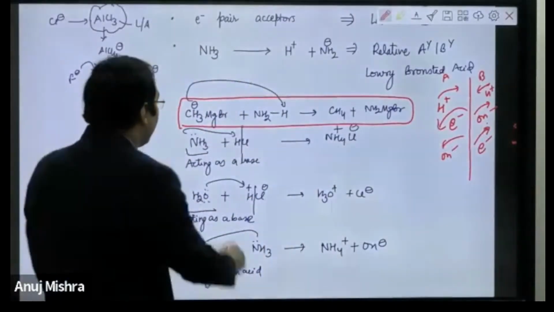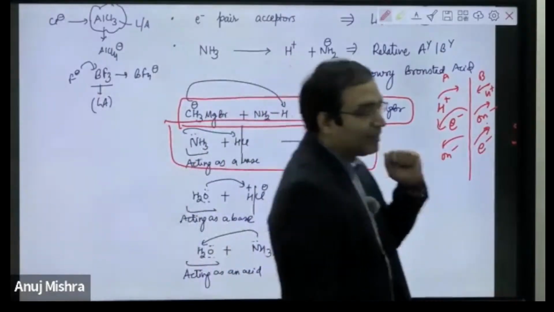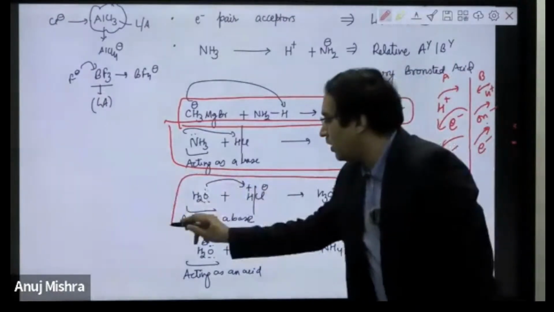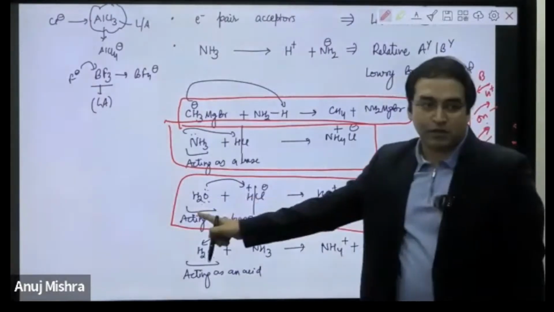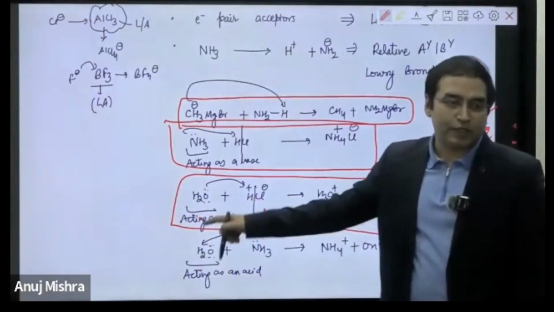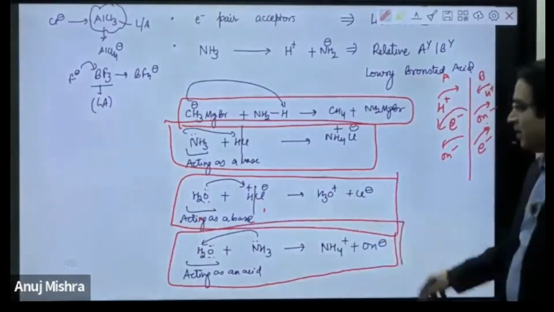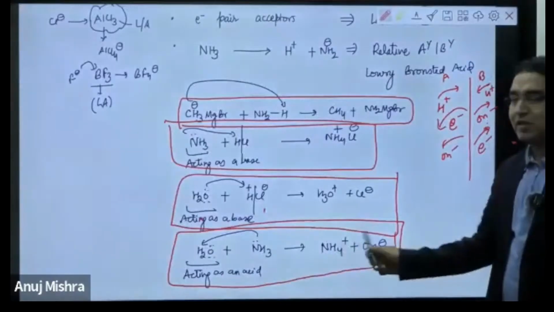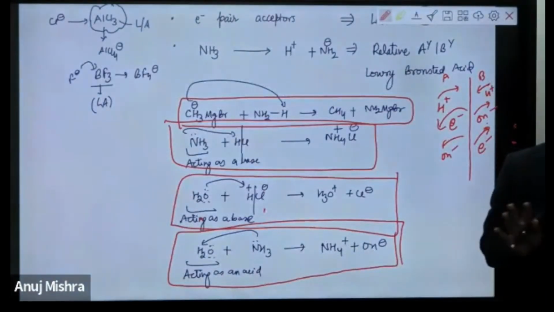Is the next example clear? Ammonia with HCl. Ammonia is grabbing hydrogen, hence acting as a base. The one who takes H plus is a base. Next example, water with HCl. Water is grabbing H plus, so it's a base in this case. HCl is an acid, losing H plus. Ammonia and water: now water is acting as an acid, because the products are NH4 plus and OH minus. Water is losing hydrogen. Is it making sense?